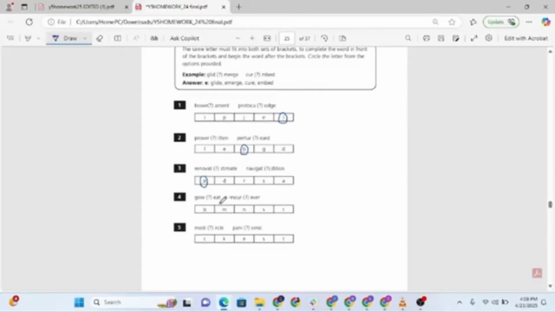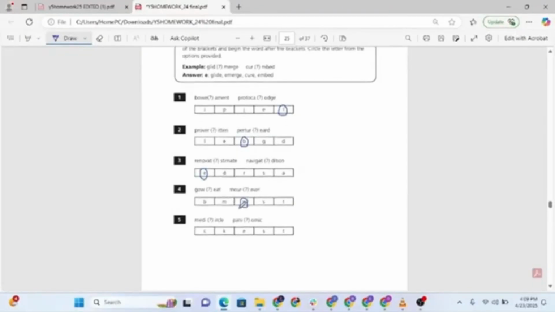Question 4. The correct answer is the letter N. This is because the word gow with the letter N becomes the word gown. The letter N with eat becomes the word neat. The word mor with the letter N becomes the word morn. The letter N with ever becomes the word never.